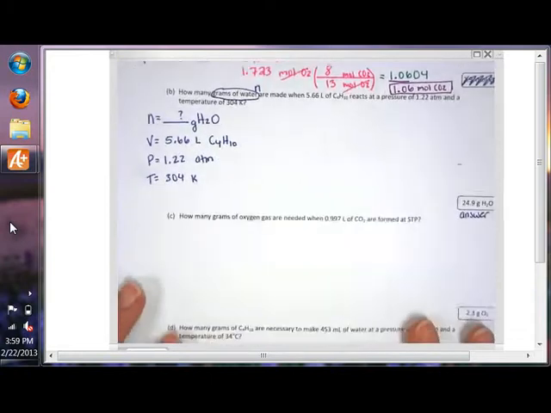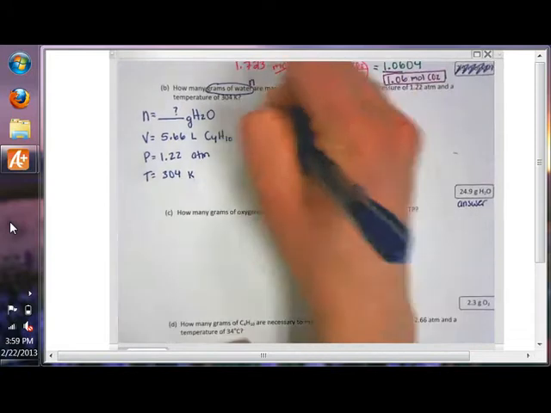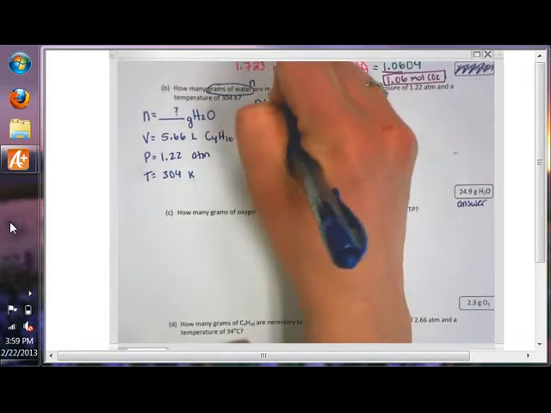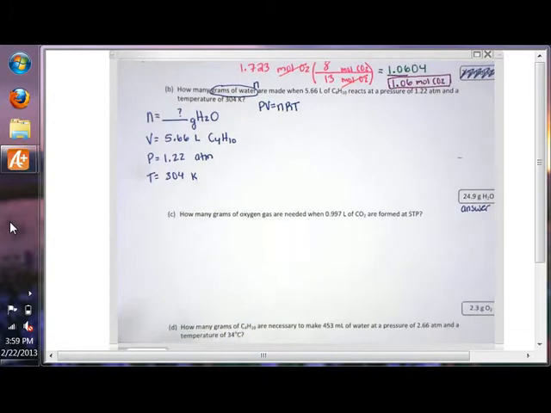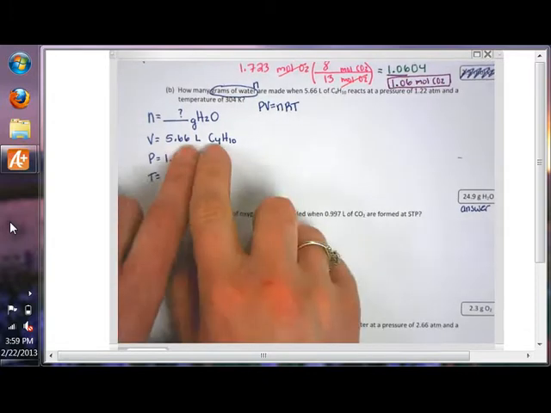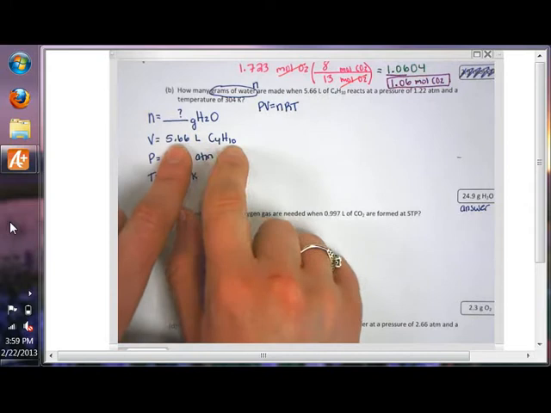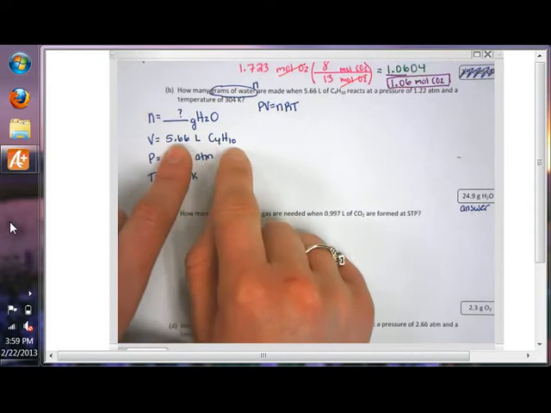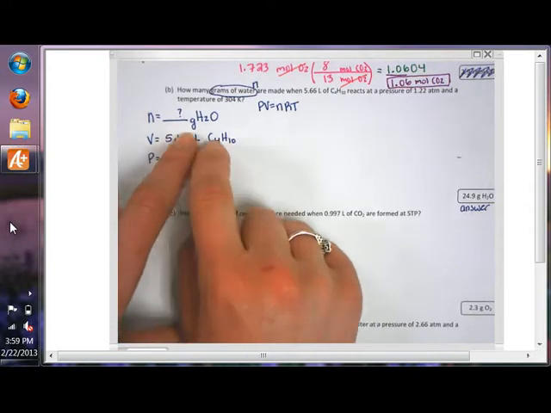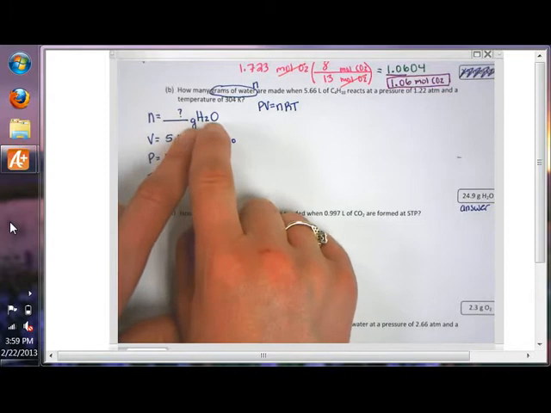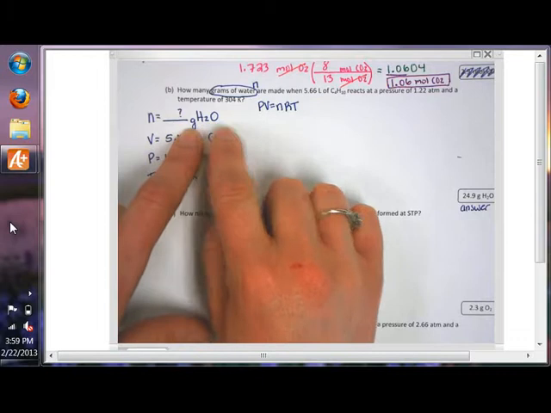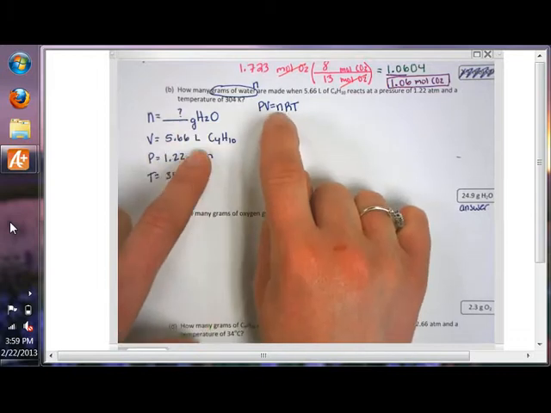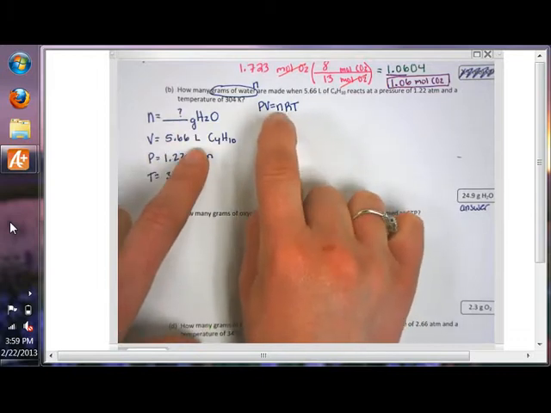So I've got my formula, PV equals nRT. And notice they gave me liters of C4H10, and they want me to go to grams of water. The first thing I'm going to do is find moles first. First I'm going to find moles, and then I can do some converting. So I'm going to plug and chug right now.